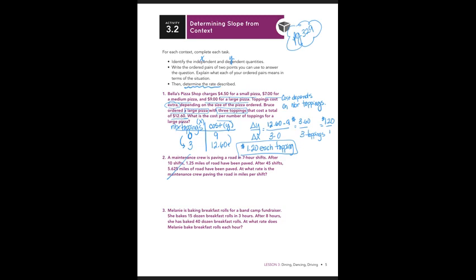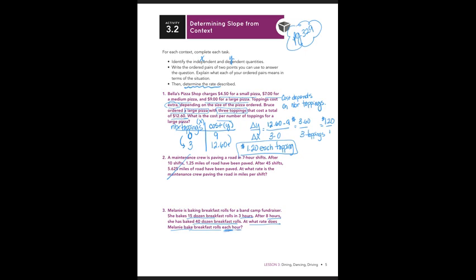Well, let's see. Melanie is baking breakfast rolls for a band camp fundraiser. She bakes 15 dozen breakfast rolls in 3 hours. After 8 hours, she baked 40 dozen breakfast rolls. At what rate does Melanie bake breakfast rolls each hour?